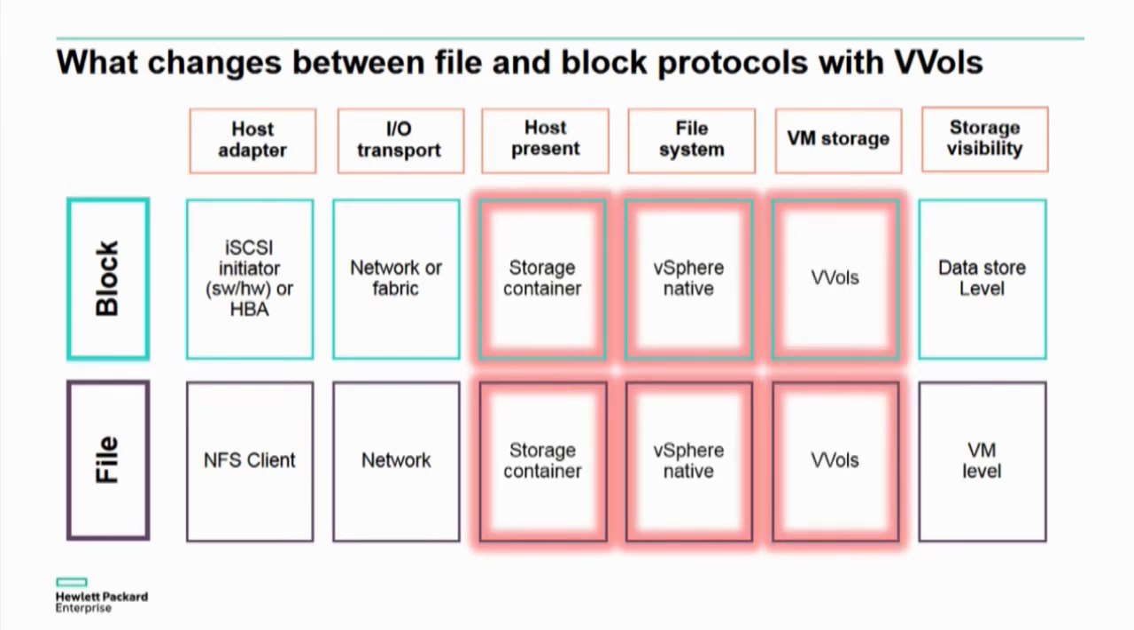And then the storage visibility. Before VVols, file had a little bit of an edge, where it could already see VMs, because VMs were being written as files on a storage array. There were no LUNs on a file array. But now with VVols, we get the same VM-level visibility that you could previously do only with a file array. So it really unifies and dictates a universal standard for storage, and no matter what protocol you're using, everything is essentially done the same way.